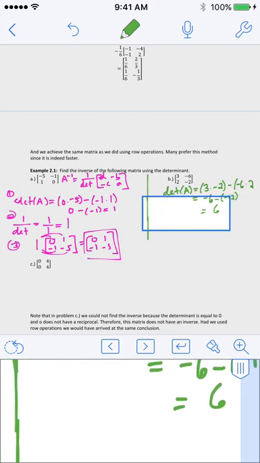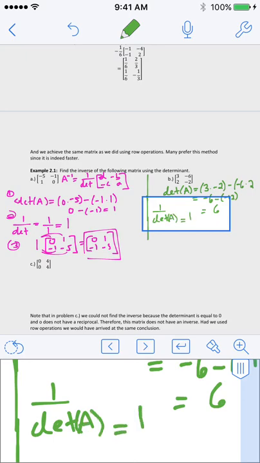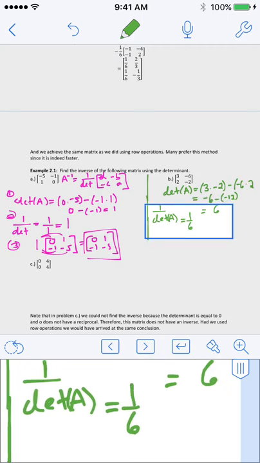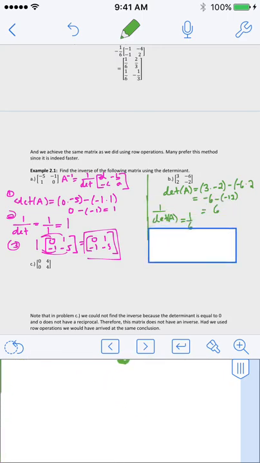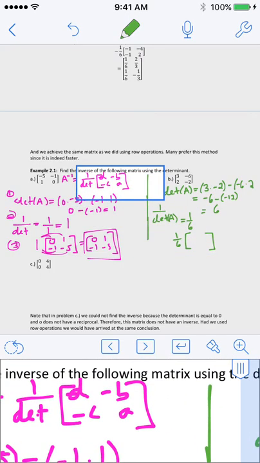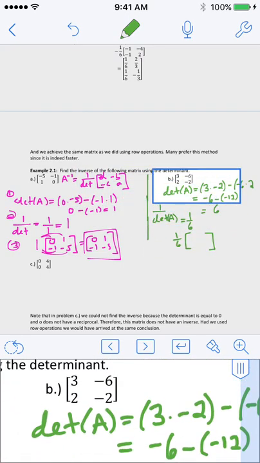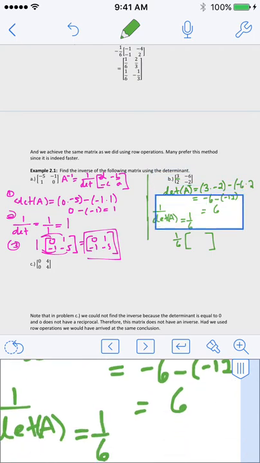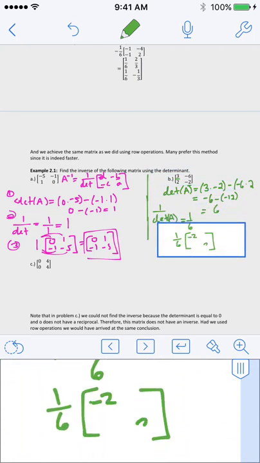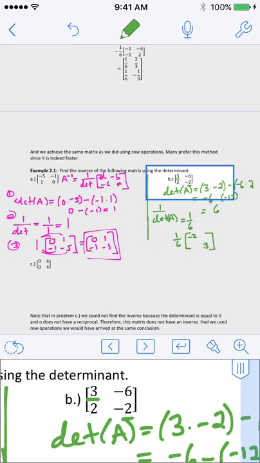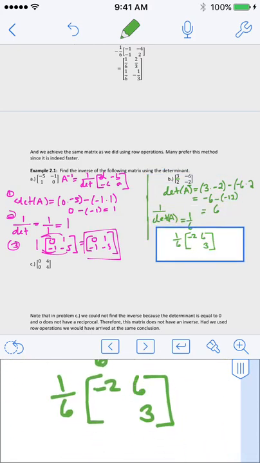All right, the next thing we need to do is take that determinant and flip it. So that would be 1/6 instead of 6. And then lastly, we will take that 1/6 and multiply it by that special new matrix, that special D, negative B, negative C, A thing. So we'll go back here. We're going to switch A and D, so you have -2 and 3. And then we're going to negate the other two, so we change the signs: 6 and -2.